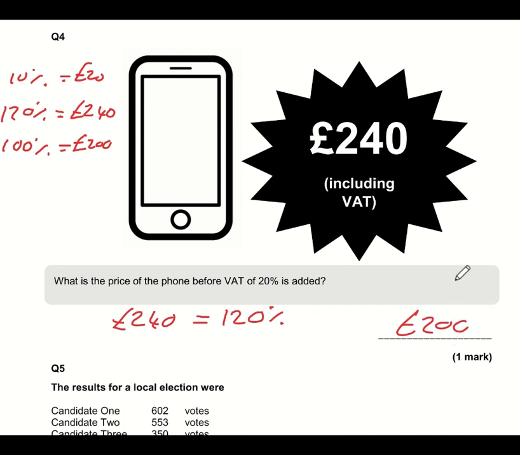And we can work this backwards. £200, if we need to add another 20% on, 10% is 20, so 20% is 40, 200 plus 40 is 240. So it's always worth remembering that when something includes VAT, you can consider that the 120% amount, not the 100% amount.